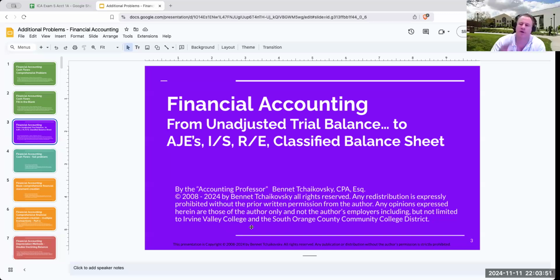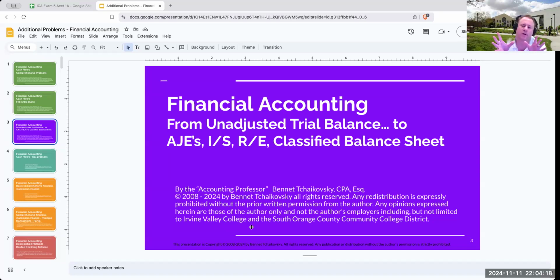So we're going to go ahead and take a look at a comprehensive question. This is going to be a little bit different than the one I will do for, say, an earlier exam. This is really for the final exam of my class. And what we're doing is we're taking an unadjusted trial balance, looking at adjusting journal entries, and then preparing a multi-step income statement, a statement of retained earnings, and then a classified balance sheet.